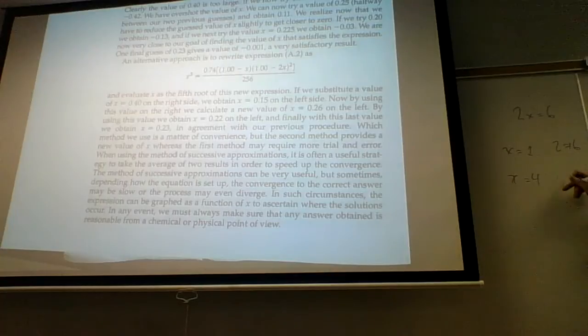If I guess x is equal to 4, then I get 8 is equal to 6. That's wrong too. And so should I go bigger or should I go smaller? I should go smaller. I'm going to go x equals 3. And I'll get 2 times 3 is 6, which is equal to 6. And I got it. Only 3 guesses it took. So that's the guess and check method.